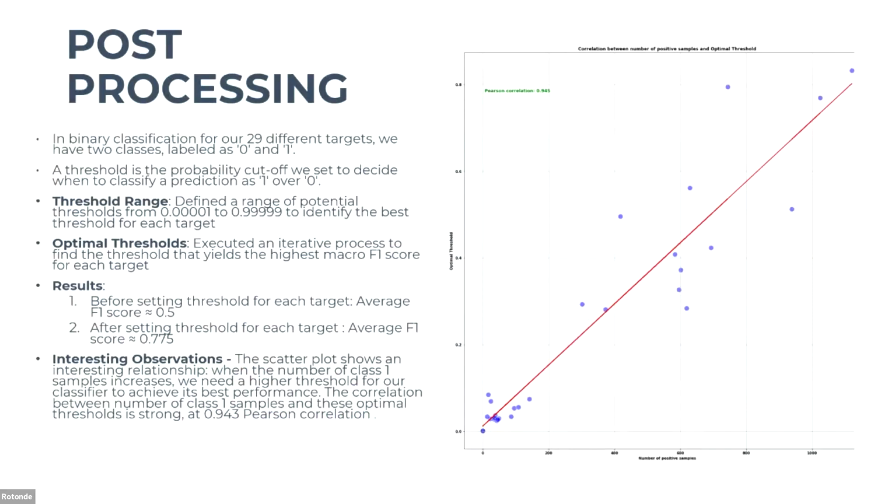As you can see from the results, before post-processing the average F1 score was 0.5, but after setting thresholds, after doing post-processing, my score was 0.775. So I'll talk about what post-processing I did. The main post-processing I did was setting the thresholds.